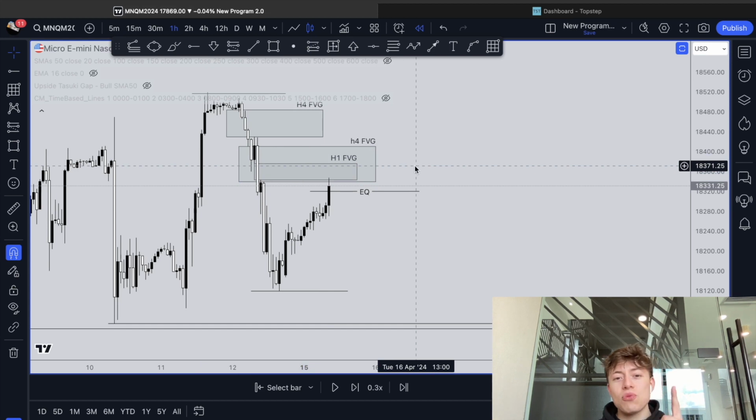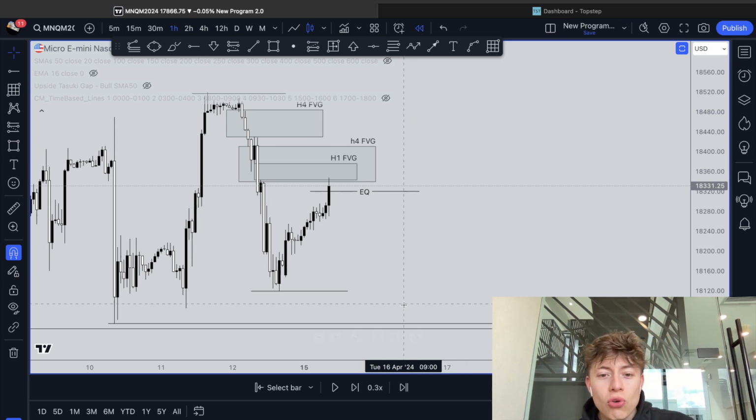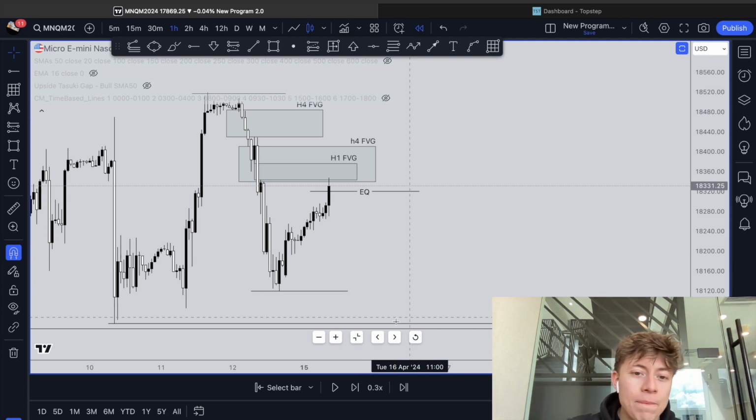We literally tapped into the H1 fair value gap, and we tapped into our H4 fair value gap. So now, personally, I'm ready to take a trade, right? Our draw on liquidity is down here. We want to trade in that direction. We got what we wanted.